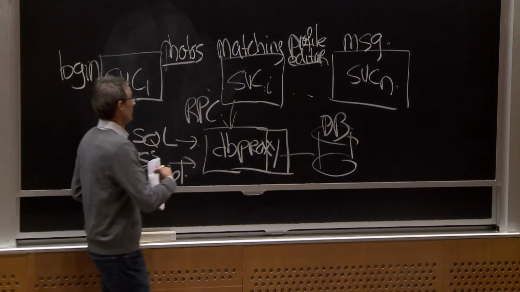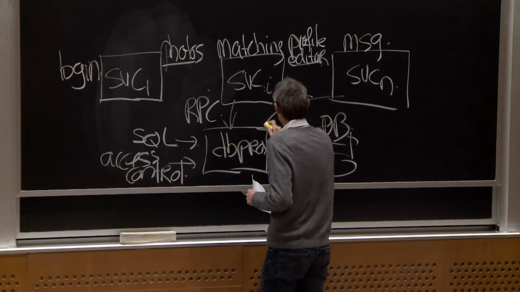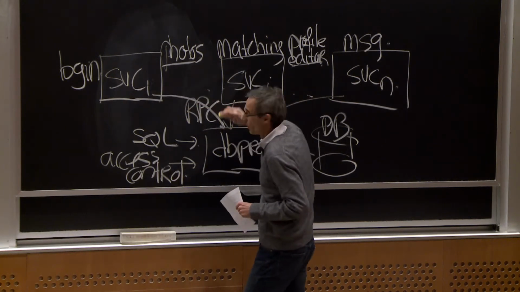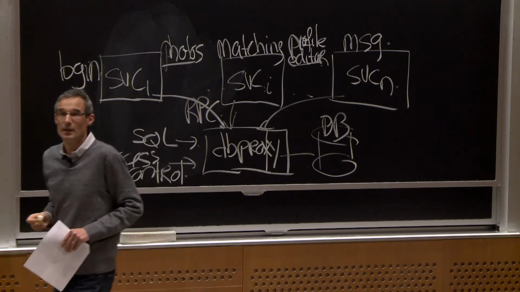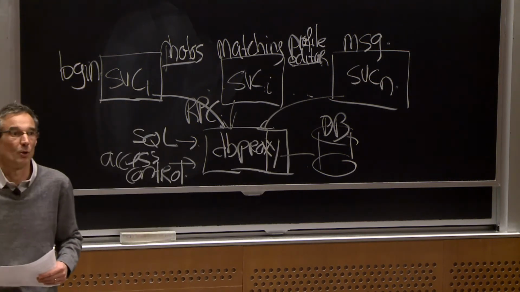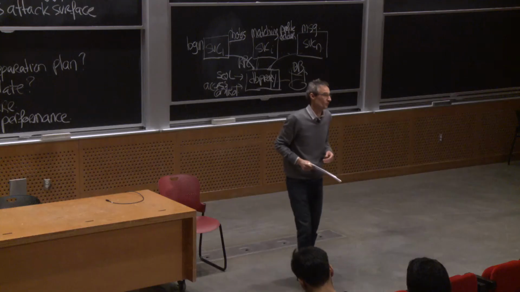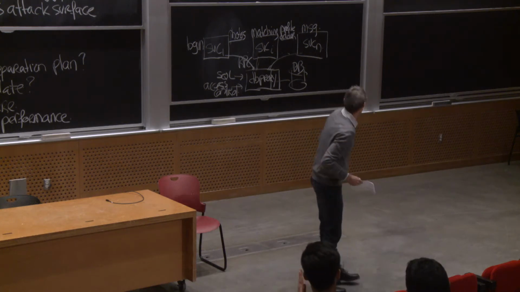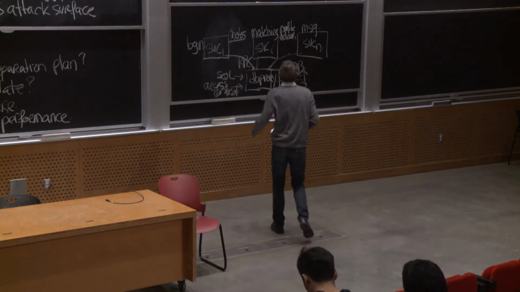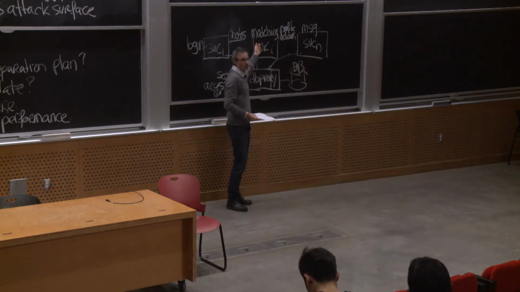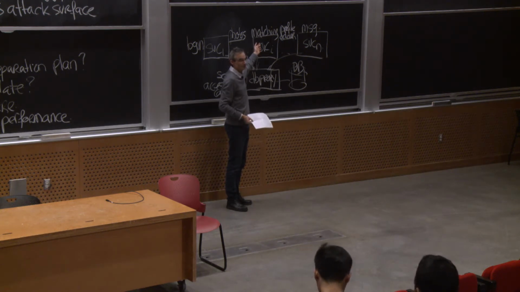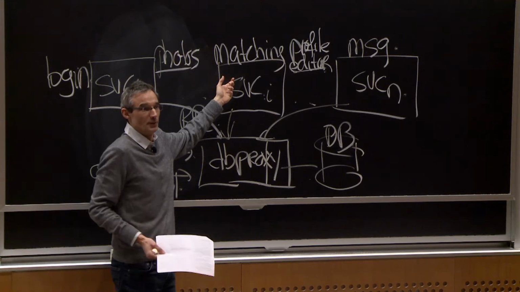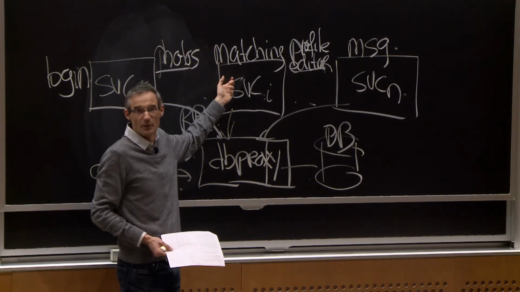So when different services talk to the database proxy, issuing RPCs to it, the database proxy performs access control based on the identity of the service. So for example, let's say the matching service. Should it have access to the table with passwords? No reason for it to have access to the password table, correct?